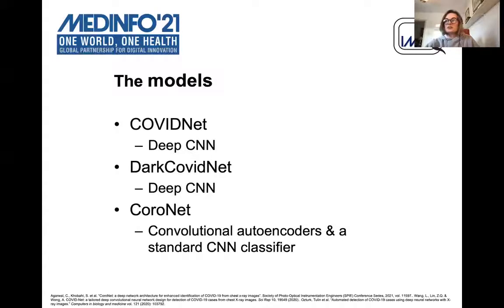So the models selected for this analysis were selected based on publication impact factor and open source data and code availability. And from these criteria, we selected 3 models: COVIDNet, Dark COVIDNet, and CoroNet. All 3 models utilize CNNs for feature learning, while COVIDNet and Dark COVIDNet are standard deep CNNs. CoroNet relies on a 2-stage process to classify images, comprising convolutional autoencoders in the first stage, and then a standard CNN classifier in the second stage. For further details about the models, please look at the original publications, the references for which are included in the bottom of the slide.